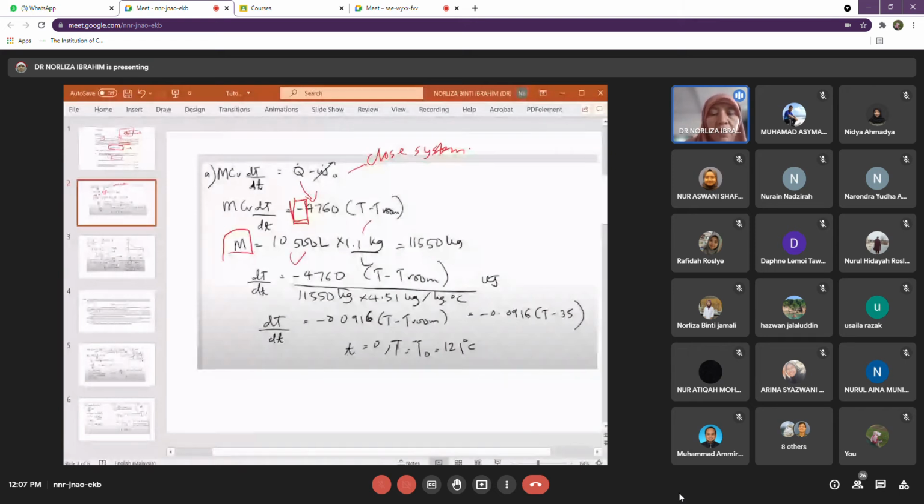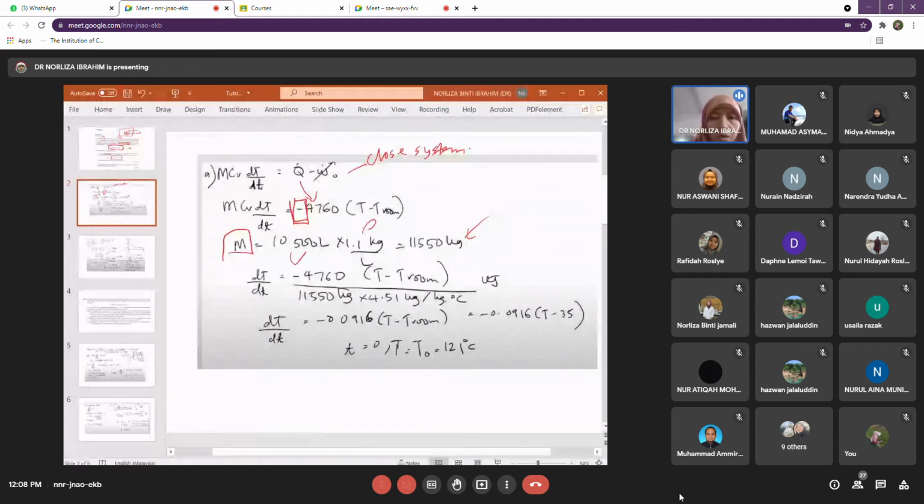This is just like the example we discussed in our lecture. You have to find the mass from the density. Last time the example was water, this one is the broth. The density is given, the volume is given, so you get the mass of 11,550 kilograms. Next, you put the values into the equation.